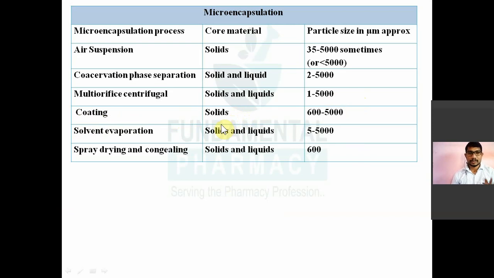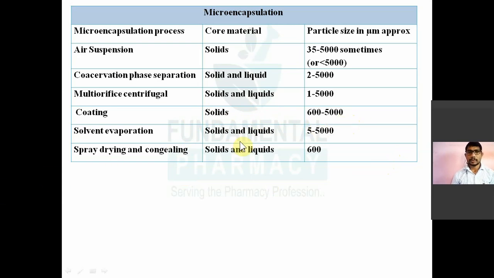As it is not your routine lecture, this is a GPAT lecture, so I have not explained in full detail how a pan works, how many types of pans there are, or how long the coating process takes. In case of pan coating, you are coating the solid core, you are encapsulating the solid core, so it should be in the range of 600 to 5000 micron.